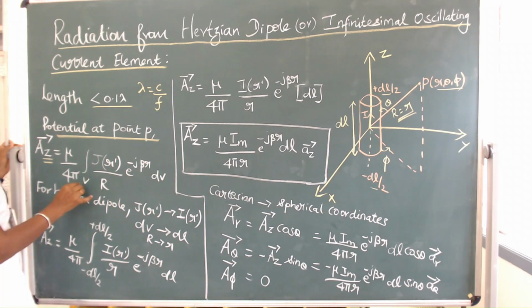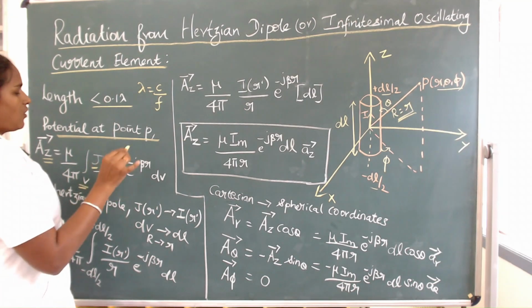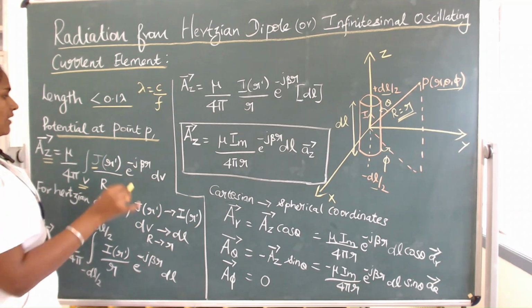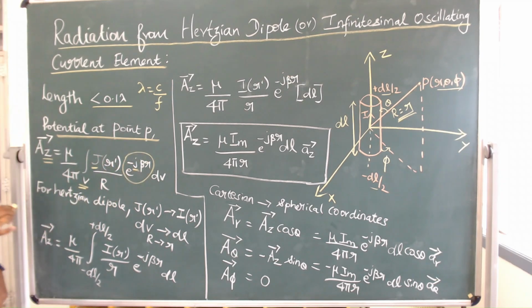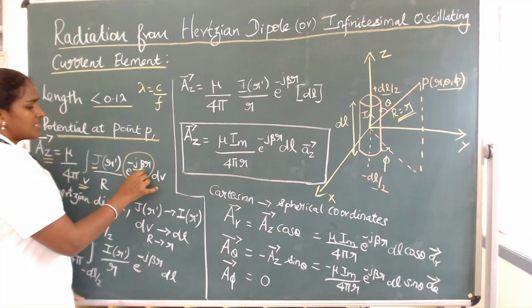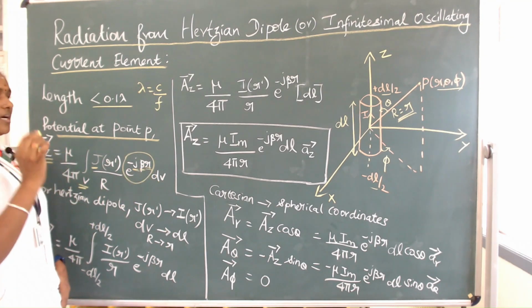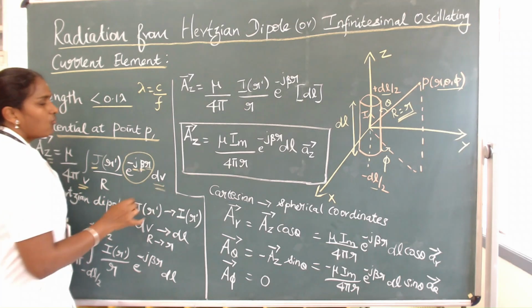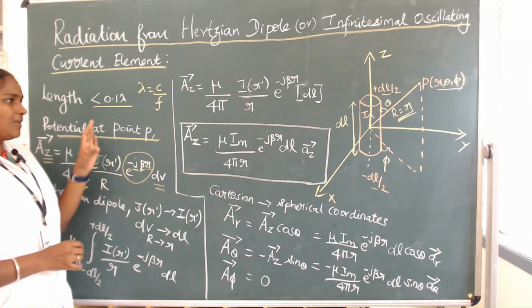This integral indicates the volume integral. J indicates the current density in this particular current element. And e power minus j beta r is the phase factor, which is added along with the magnitude factor. In this phase factor, beta is the propagation constant, and r is the distance between the point and the Hertzian dipole. dv is the volume differential. So this is the general formula for the potential at point P.